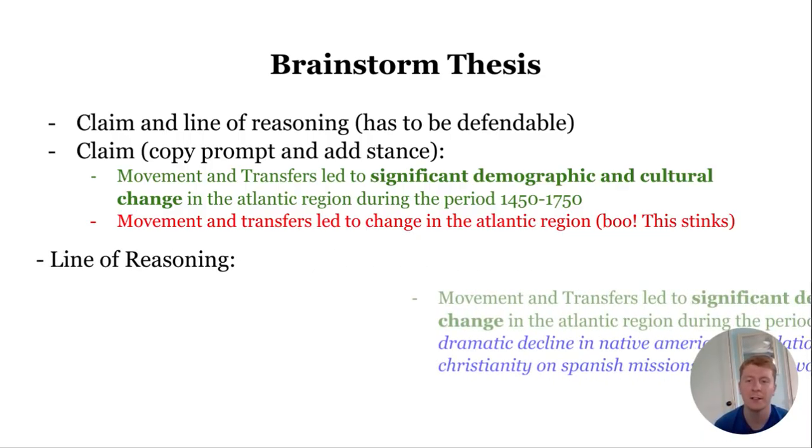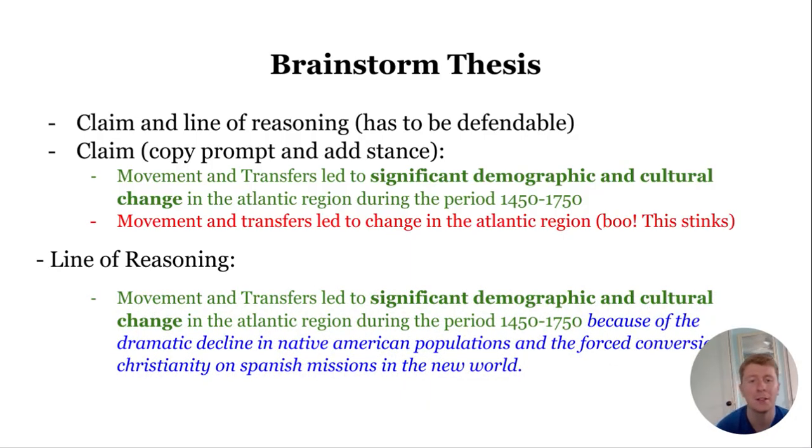And then your line of reasoning, this is where you gotta match it up with your claim. So if I said demographic and cultural change, I'm expecting to see a demographic and a cultural reason to support the idea of significant change. So here I take my claim and I just add, "because of the dramatic decline in Native American populations," that's demographic, "and the forced conversion to Christianity," that would be cultural change, "on the Spanish missions in the New World." Green is my claim, blue is my reasoning, that would get you credit.